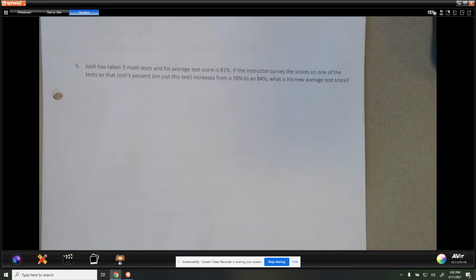Okay, last little bit. Josh has taken 3 math tests and his average test score is 81%. If the instructor curves the scores on one of the tests so that Josh's percent just on this test increases from a 78 to an 84, what is his new average test score? Okay, wait. Curves the score on one of the tests.